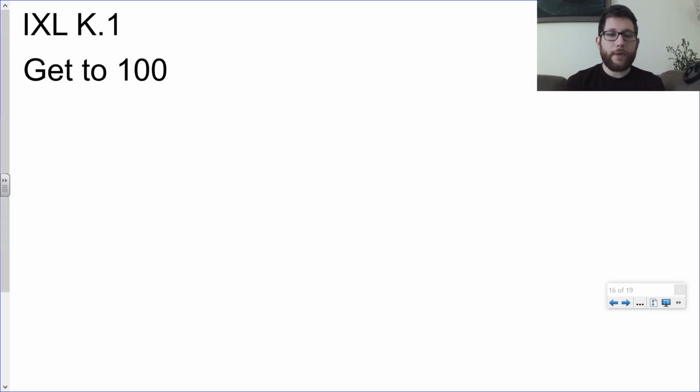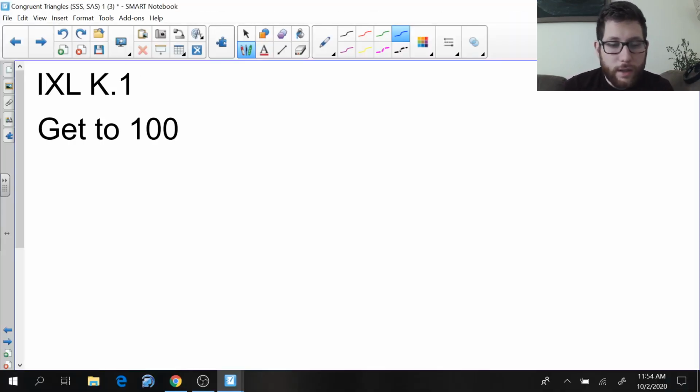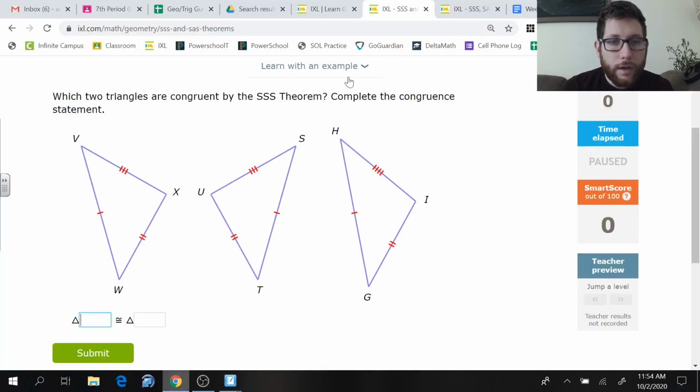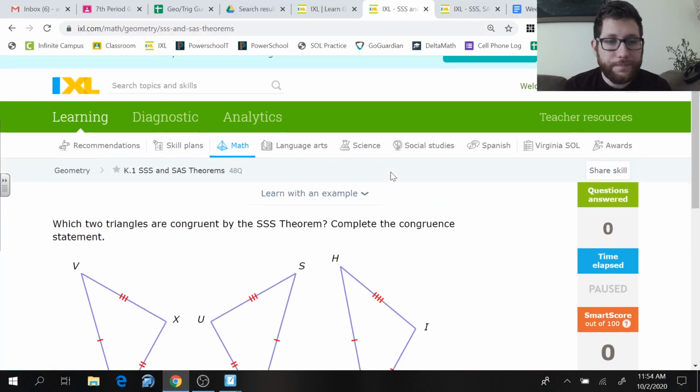All right, so that wraps up our lesson for today. Do IXL K.1. Try it. You should be able to get that to 100. Let's take a look at what that looks like real quick. All right, so it's going to look something like this.